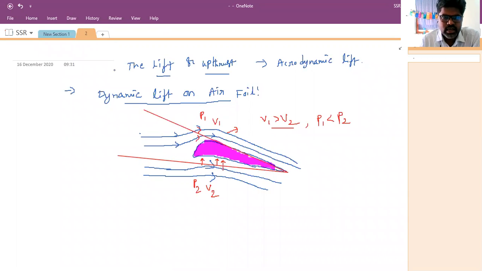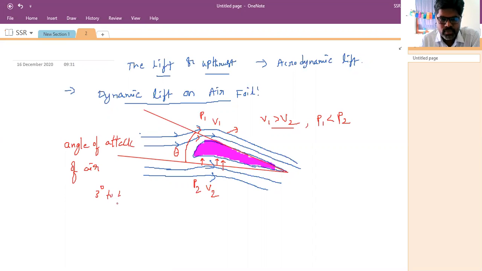This angle is called the angle of attack of air on the aircraft wing, angle theta. This theta value is normally a maximum of 3 degrees to 4 degrees. It should not be more than this.